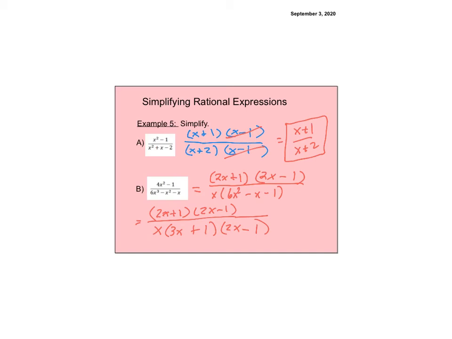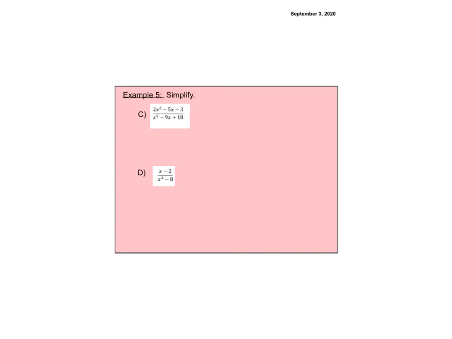So what can we cross out? 2x minus 1s are going. Nothing else can cancel out because nothing else perfectly matches. You cannot cross out the 2x and the x there because the 2x is connected to the plus 1 there through addition. So, all right, so let's go ahead and let's factor these. Just regular polynomials here.